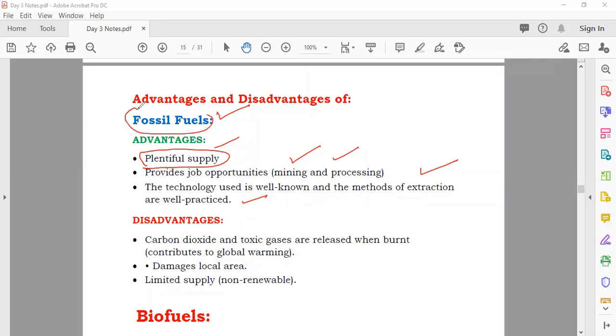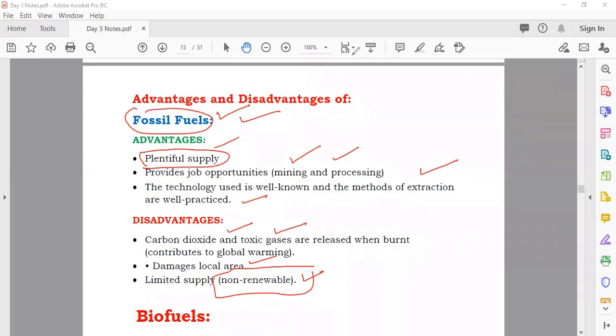Disadvantages of fossil fuels: number one, they produce carbon dioxide and toxic gases. Number two, they damage the local area, because sometimes if there are a lot of factories in some area, or the city has a lot of traffic, the whole air is polluted. Then after that, limited supply, in terms of non-renewable: whatever the quantity you have now, if you use it, one day it will finish. It's non-renewable. So these are the advantages and disadvantages of fossil fuels.